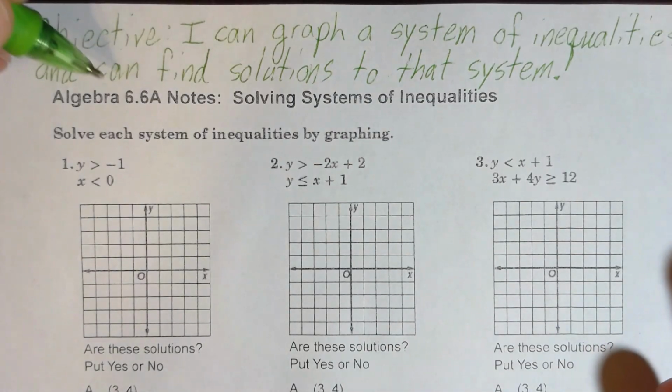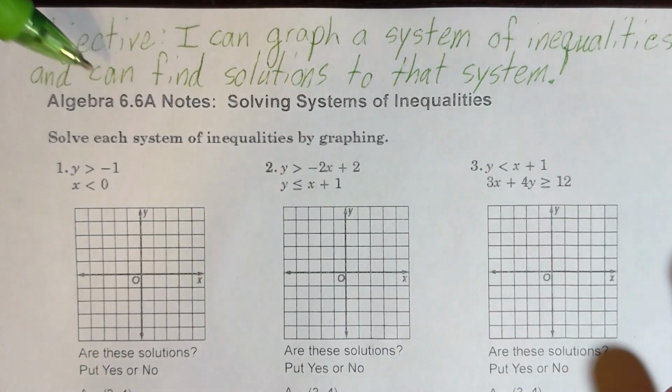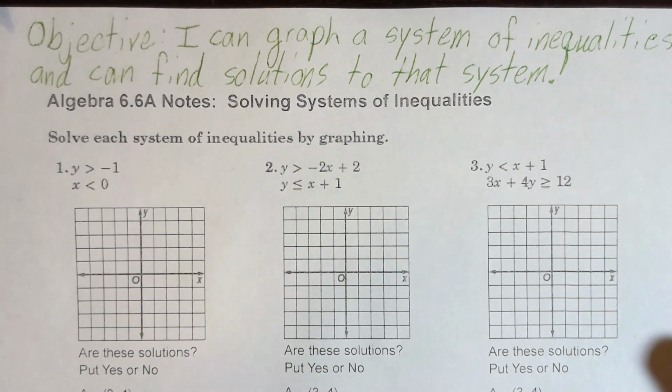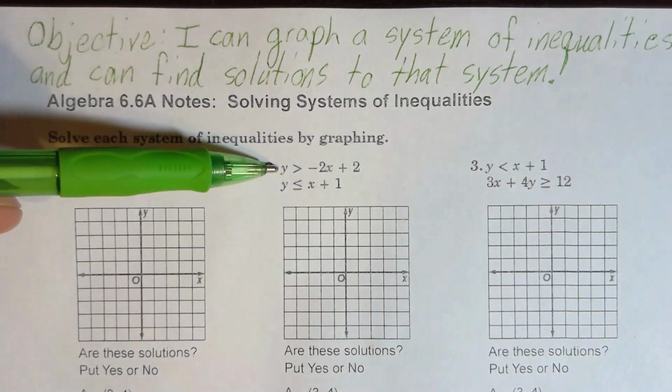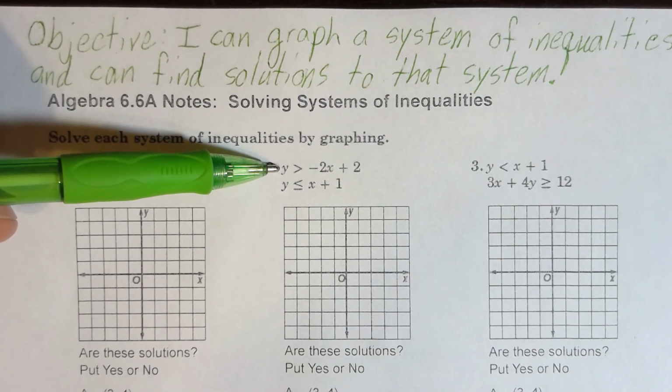Welcome to Chapter 6, Section 6 on solving systems of inequalities. Our objective today is: I can graph a system of inequalities and find solutions to that system. Last chapter we learned how to graph linear inequalities, basically one of these equations that we might see here.